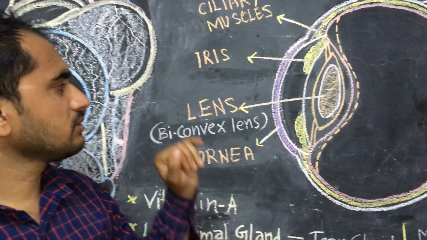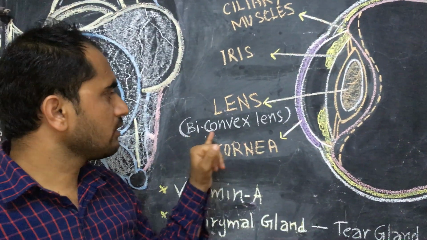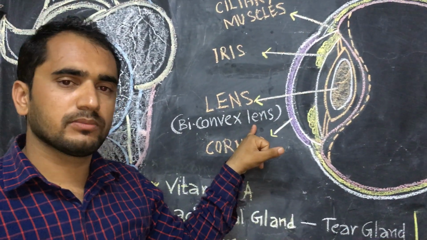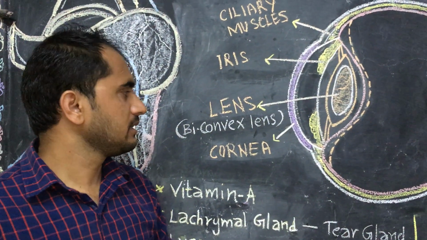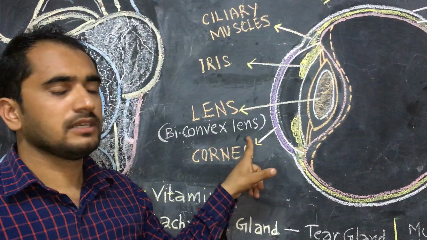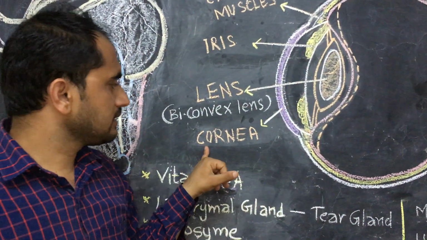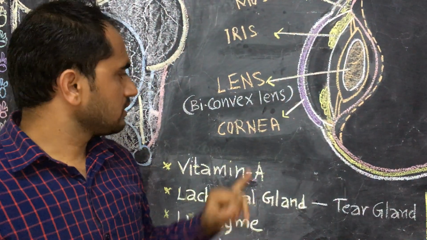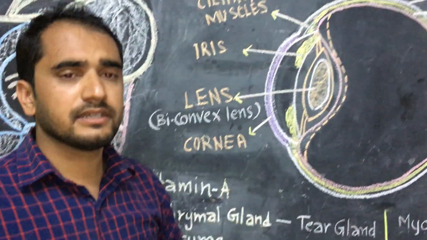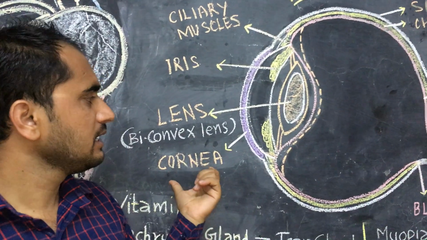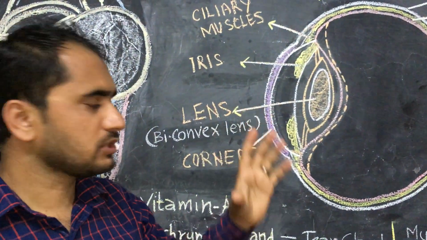Then next, when we talk about the lens, there is a biconvex lens present in the human eye. It is asked in many exams which type of lens is present in the human eye. Biconvex lens is present in the human eye. The next is the cornea. Cornea is the transparent front part of the eye which allows light to pass through it.